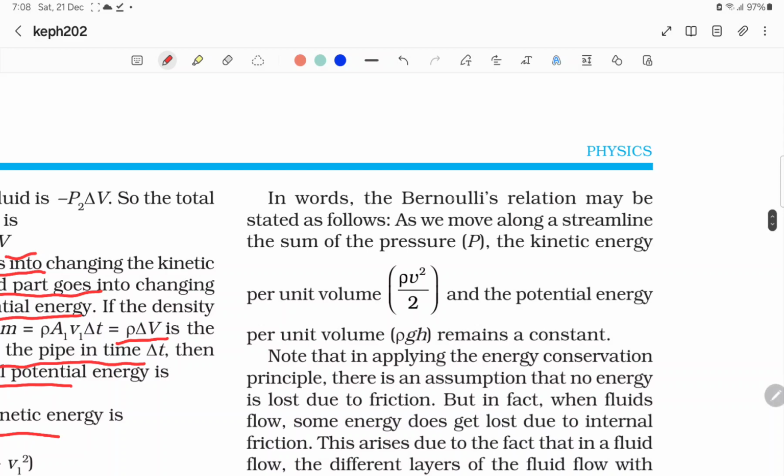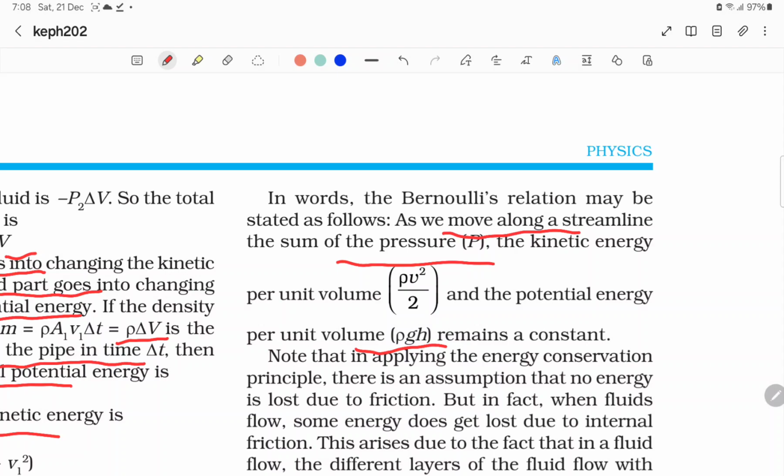In other words, Bernoulli's relation may be stated as follows. As we move along a streamline, the sum of the pressure, the kinetic energy per unit volume, rho V squared by 2, and the potential energy per unit volume, rho G H, remains a constant.